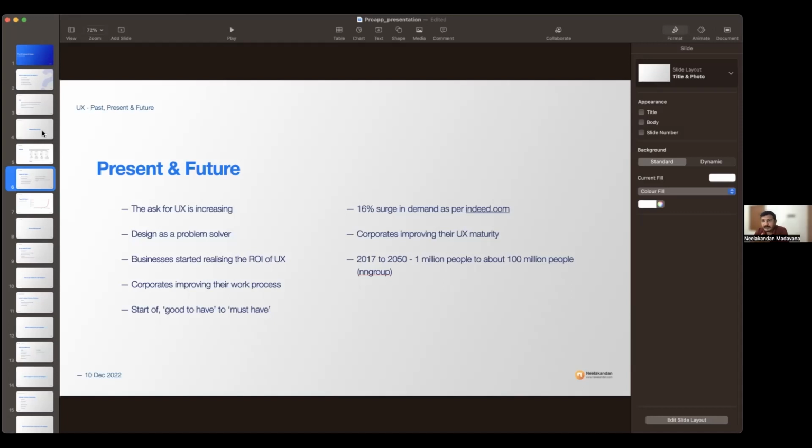Yeah. When I was surfing the net, and reading articles from Norman Nielsen, it is said that from 2017 to 2050, the demand for user experience is going to get high. See, it's 1 million in 2017, and when you reach 2050, it's going to be 100 million people that are going to be needed in this particular industry. And it's only because user experience design is being seen as a problem solver.